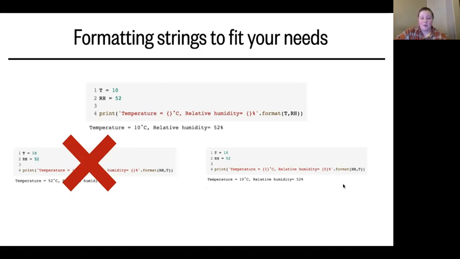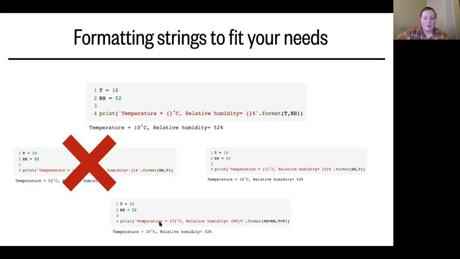An even better way of doing that is to just use keyword arguments. So here we have temperature equals curly brackets T degrees C, and relative humidity equals curly brackets RH degrees. We're going to say format RH is equal to RH and T equals T. And what this RH is, is our function argument, or our keyword. And it's going to say whatever RH equals in our format function, in this case RH, is going to go right here. And whatever T equals in our format function, in this case T, is going to go right here. So you can put them in that way.